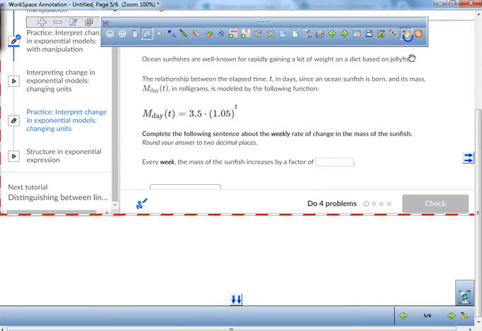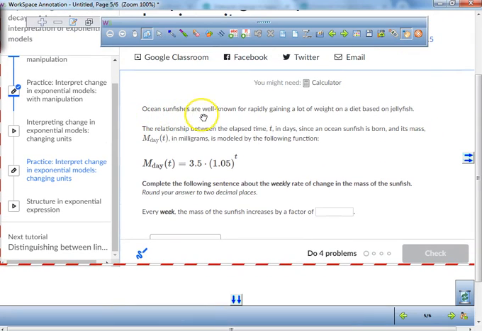Oh, good. This should be very helpful. It says, ocean sunfishes are well known for rapidly gaining a lot of weight on a diet based on jellyfish. The relationship between the elapsed time, t, in days, that's going to be important. So what's t in? Days. Since an ocean sunfish is born and its mass, the mass per day in milligrams, is modeled by the function.